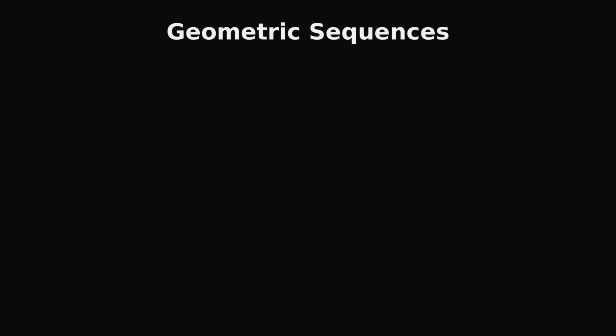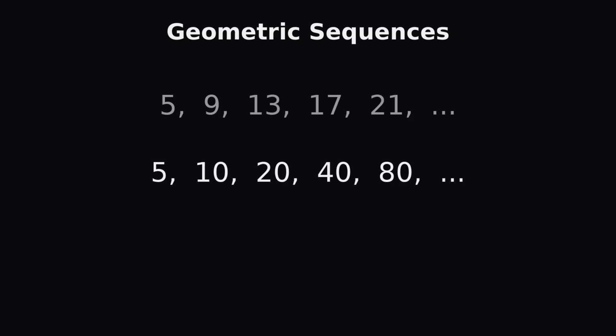In this video, we're doing geometric sequences, and you've already seen one. Back when we defined arithmetic sequences, we put them side by side. The top row adds 4 each time. That's the arithmetic one, and we've covered it. The bottom row multiplies by 2 each time. That's a geometric sequence, and that's this video.